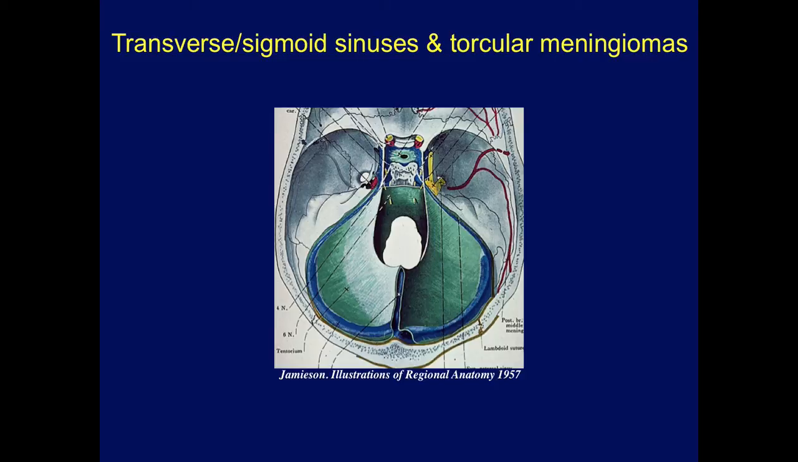Okay, now let's move to another group that involves the transverse sinus, the sigmoid sinus, and the torcular. These are grouped as separate because of the possible involvement of the sinuses.